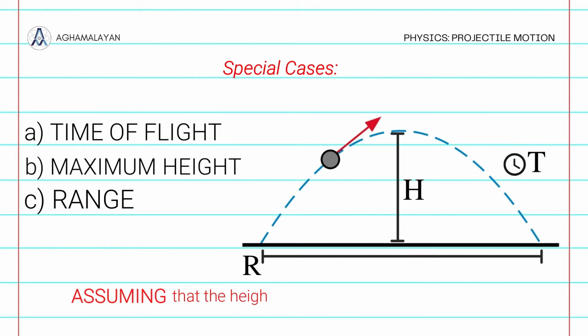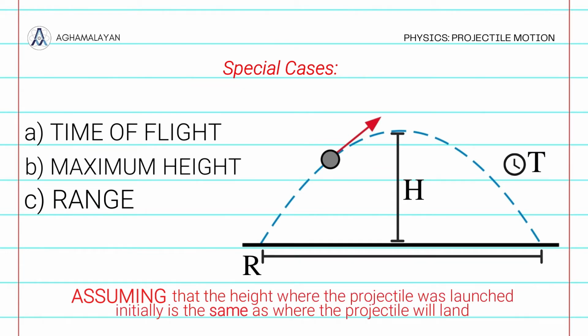that the height where the projectile was launched initially is the same as where the projectile will land. So you have the same plane in a way. That's the best way I can describe it. You just land on the same level. That's the most important part. If the projectile doesn't land on the same plane or height, these equations will be of no use to you.